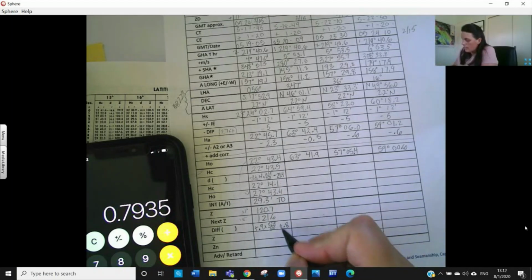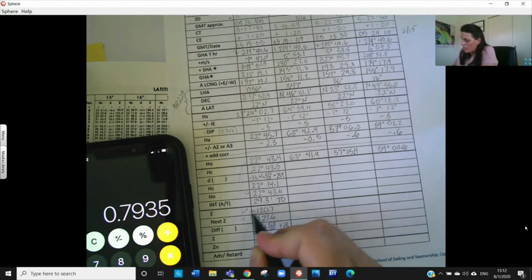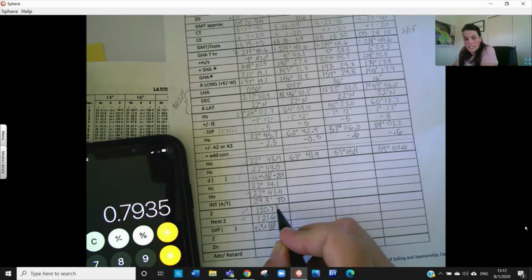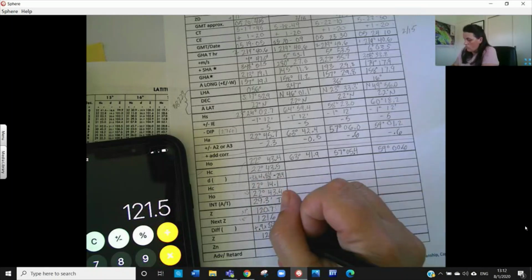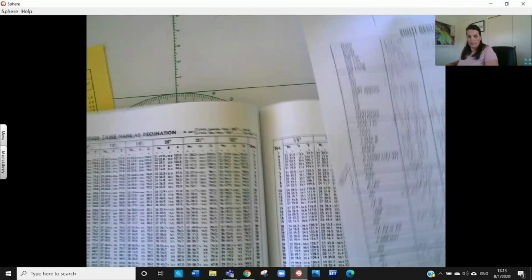So I apply that correction to my 17, because I'm going 17, 56, 52.9. So 120.7 plus 0.8 gives me a Z of 121.5 degrees. So now I need to convert that to my ZN.